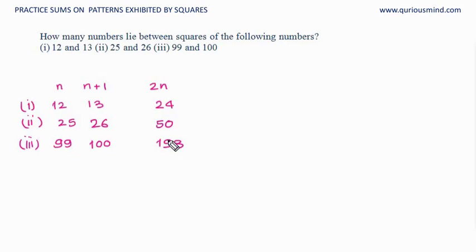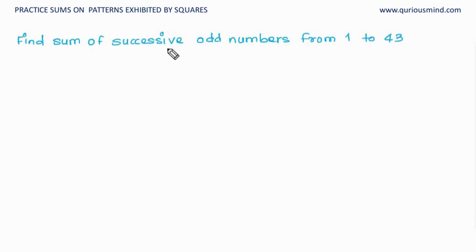Let's do the next one. Find the sum of successive odd numbers from 1 to 43. So we want to do 1 plus 3 plus 5 plus up to 43. What is the sum? And we know the sum of successive odd numbers is always a square number. We have to count the numbers and we can find the square. For that, I need to write all the successive odd numbers up to 43 to count them. That is a little tedious.